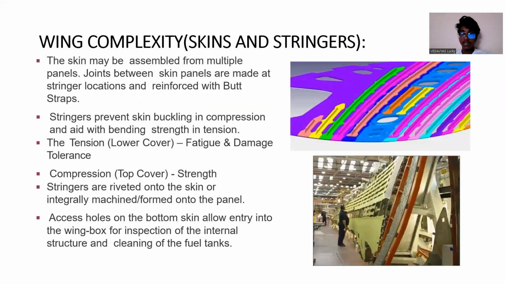Coming to the wing complexity of skin and stringers, the skin may be assembled from multiple panels. Joints between skin panels are made at stringer locations and reinforced with butt straps. Stringers prevent skin buckling in compression and aid with bending strength in tension. Tension, fatigue, and damage tolerance.